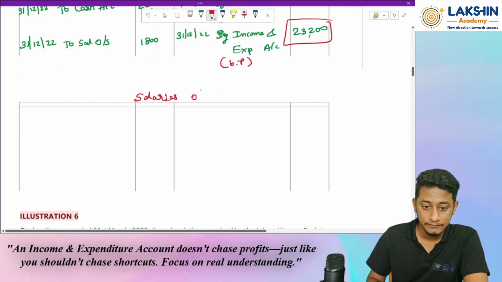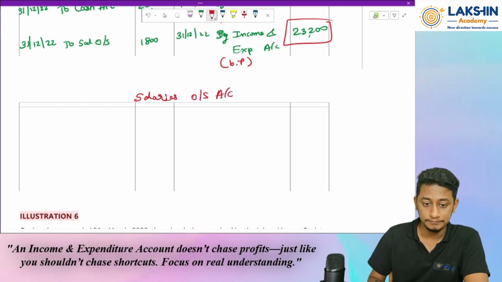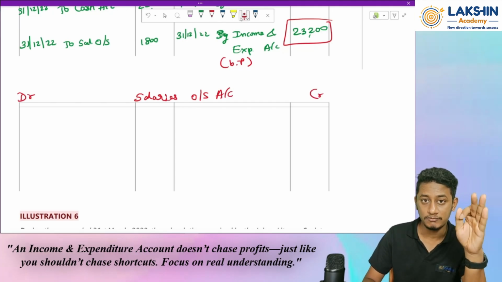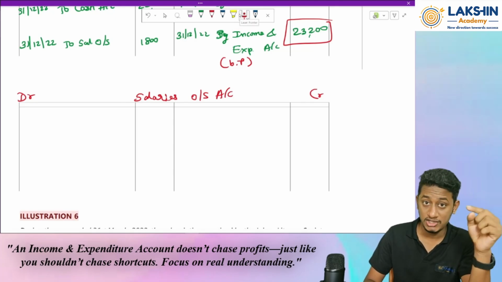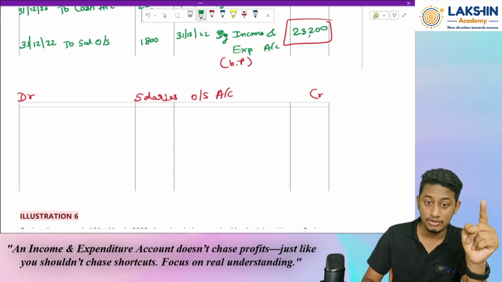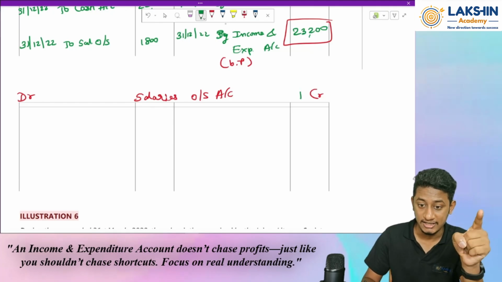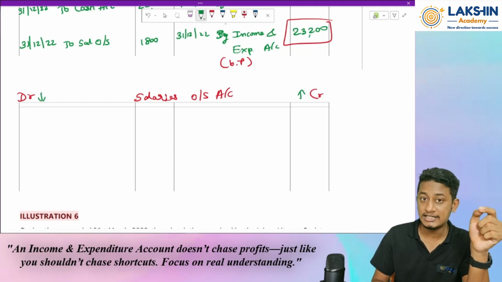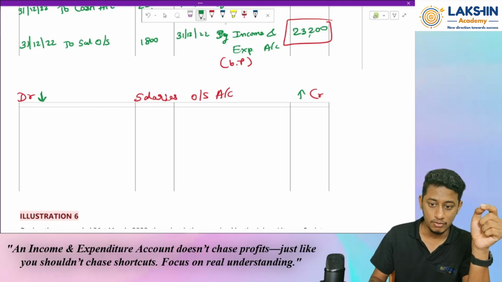Now let's prepare salaries outstanding account. So now tell me, whatever salaries outstanding account we have is what kind of account? It is a liability, because I am supposed to pay. It is outstanding. So it's a liability account. Whenever I pass the entry on the credit side, it will increase the balance, and whenever I pass the entry on the debit side, it will decrease the balance, right? So now what to do?